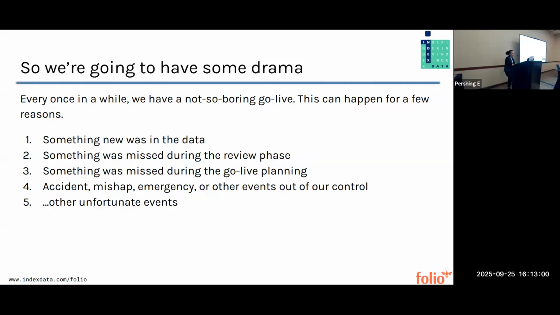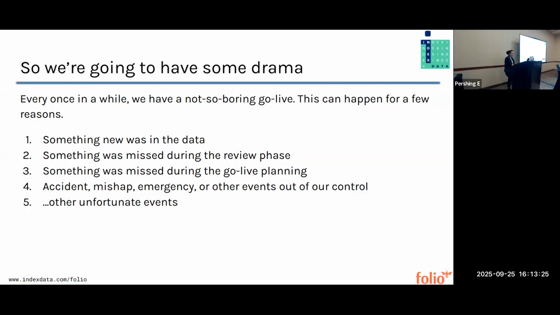One of them is that there's something new in the data. So something that we didn't see during any of those tests earlier was added to the data, and now we have to deal with that. So that's a pretty common one. Another one is something was missed during the review phase. So if you miss something during all of those essentials tests, we may need to stop the migration and deal with it if it gets caught even this late in the game, if it's something big.